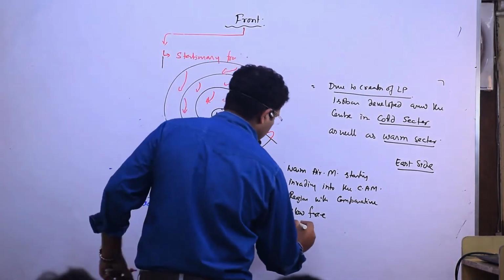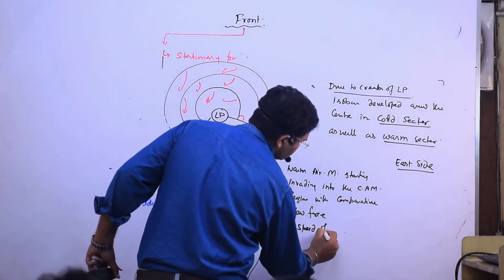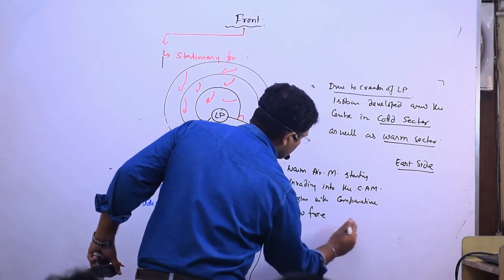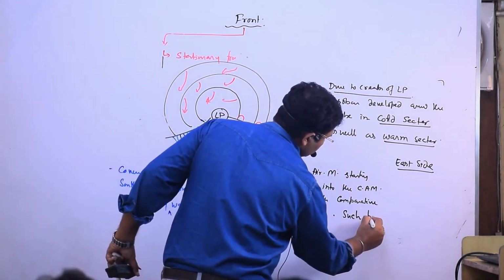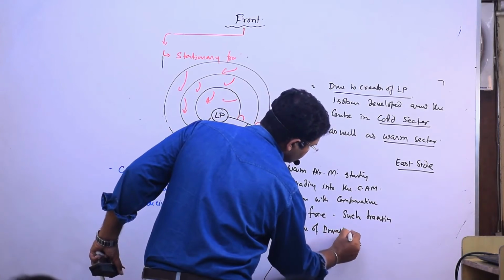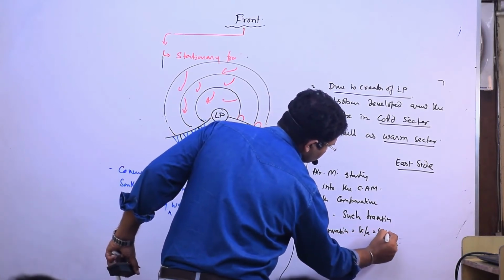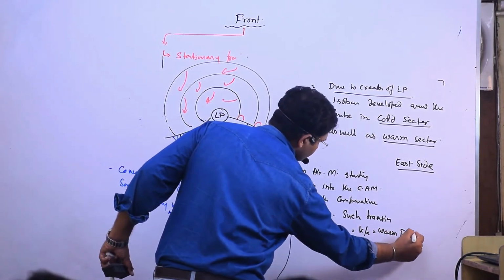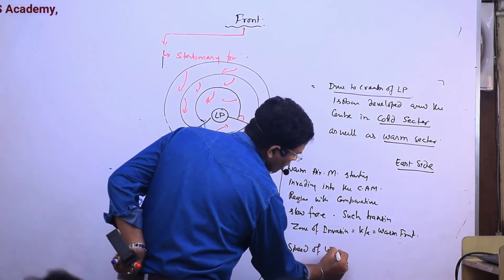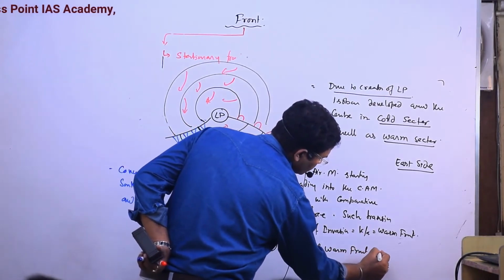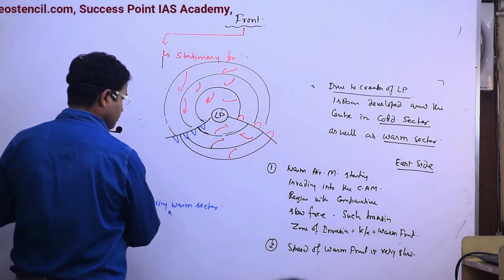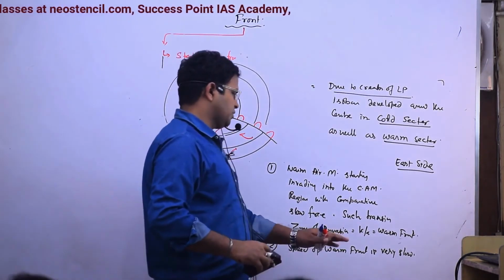Okay. Therefore, the speed of the warm front is better said to be with slow force, and such a transition zone of invasion is known as the warm front. The speed of the warm front is very slow. So it invades here and its speed is very slow, that we have discussed.